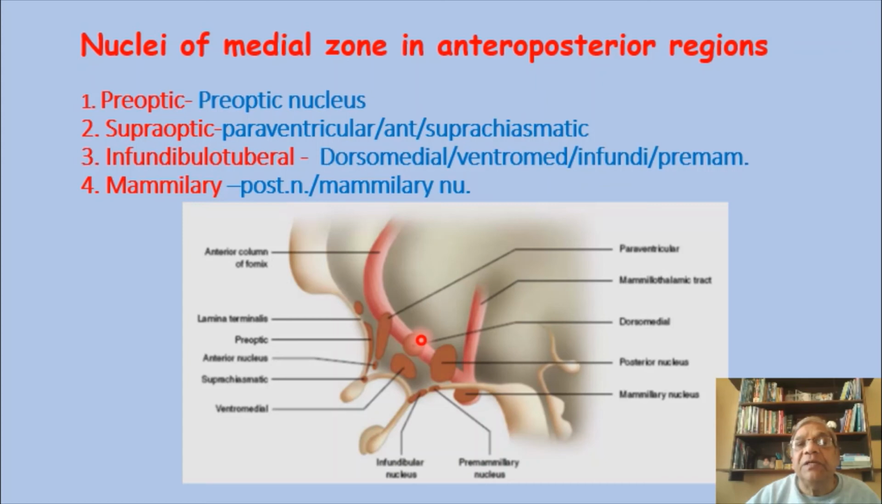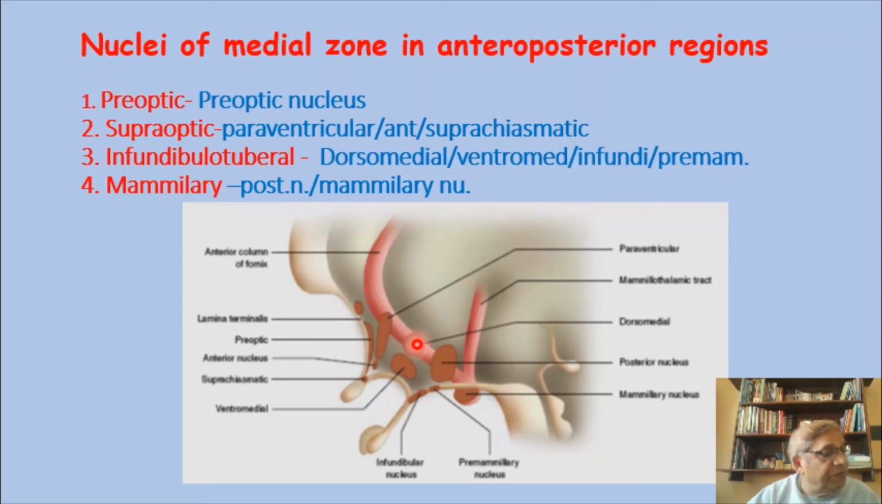Then we come to the third zone, and that is the infundibulotuberal zone. In the infundibulotuberal zone we get a dorsomedial and a ventromedial nucleus, an infundibular nucleus, and the premammillary nucleus. Four nuclei are there in the third zone. Let us see the function very quickly.